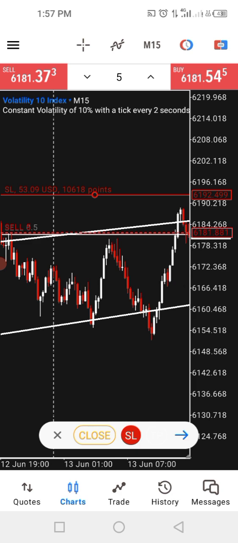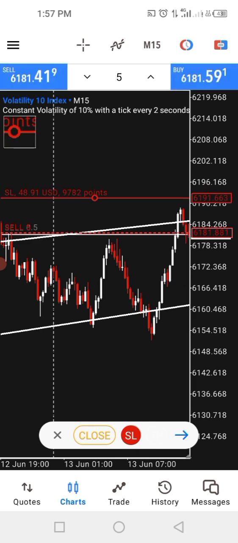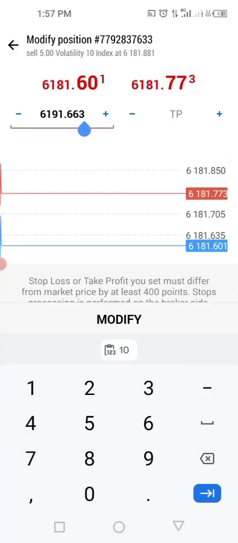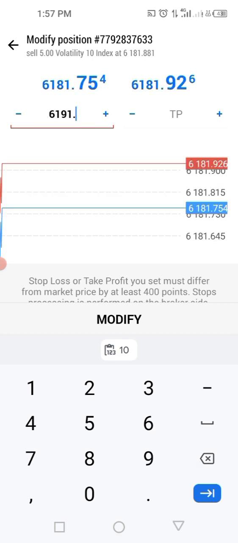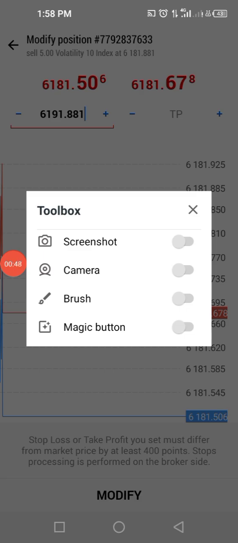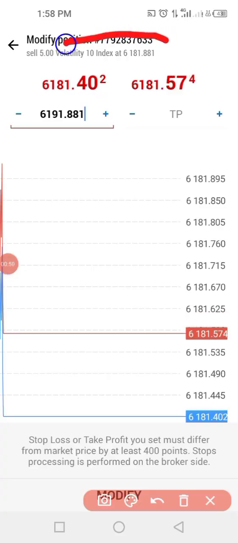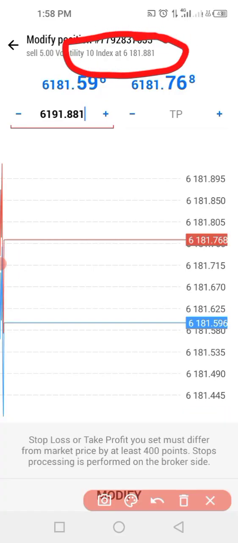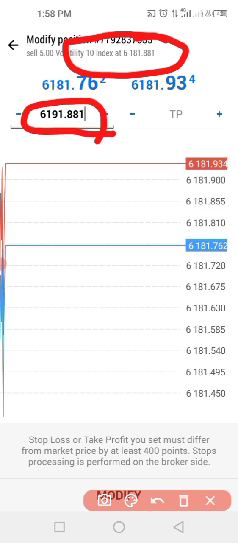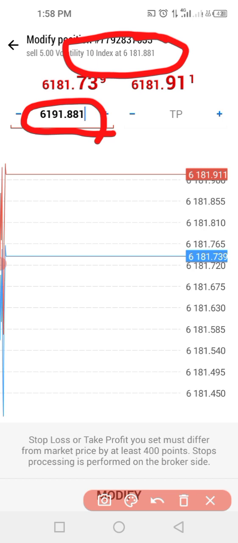Our stop loss is 10 points, 61.91. That is above our entry, so modify our stop loss from 61.81 to 61.91. You might be wondering, how am I getting the figure I'm taking? Look at my entry here, and look at my stop loss. I just take 10 points from my entry as my stop loss.